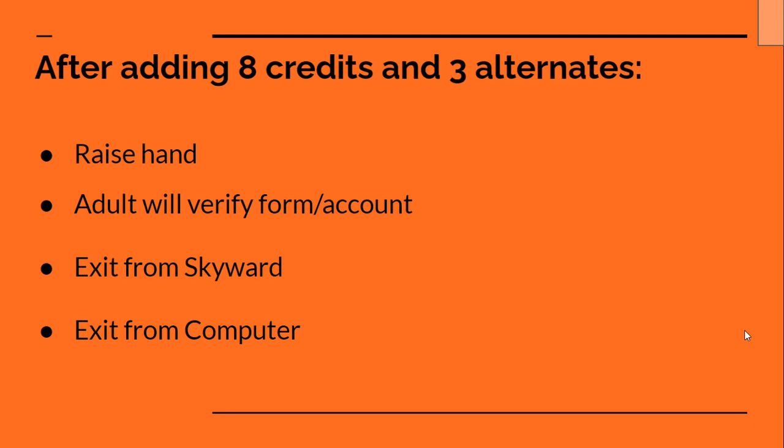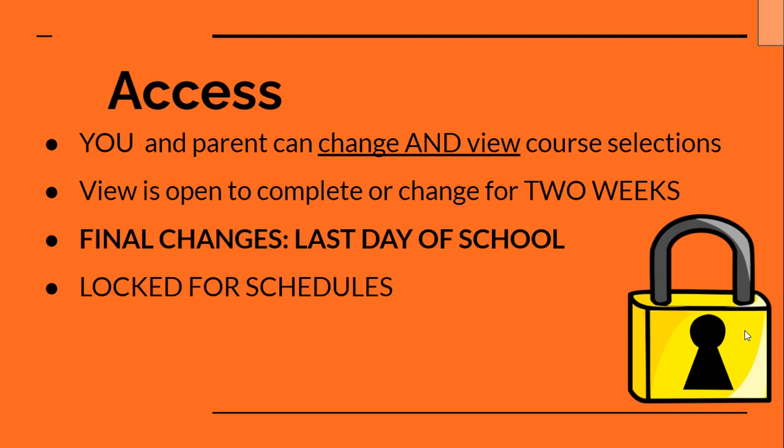After adding your 8 credits and 3 alternates, raise your hand. An adult will verify the form and the account. Then you will be able to exit from Skyward and from your computer. You and your parent can change and view course selections. The viewing is going to be open to complete or change for 2 weeks. Final changes are the last day of school, and then it will be locked for schedules.